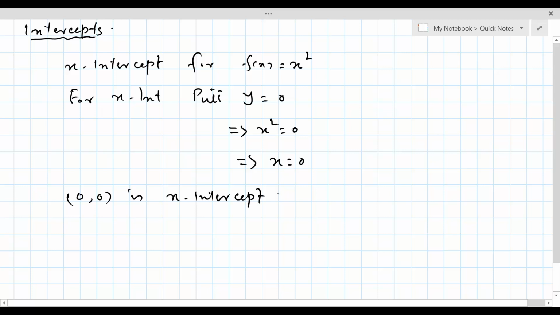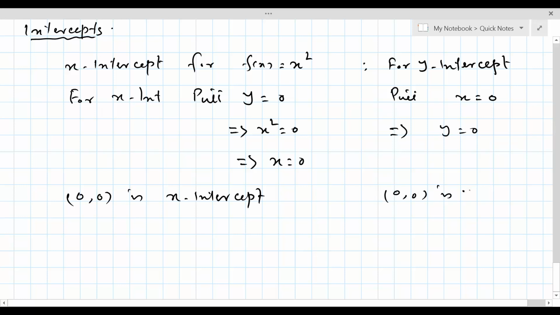And for y-intercept, put x equal to 0. This means y is equal to 0. So again 0, 0 is the y-intercept again.